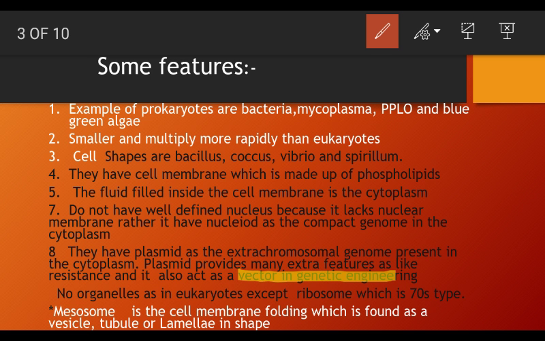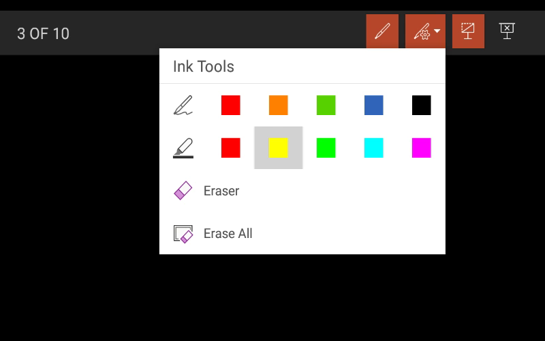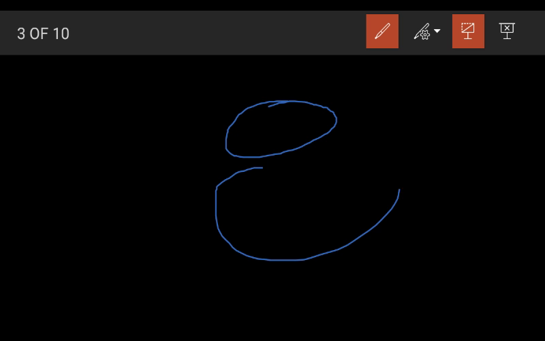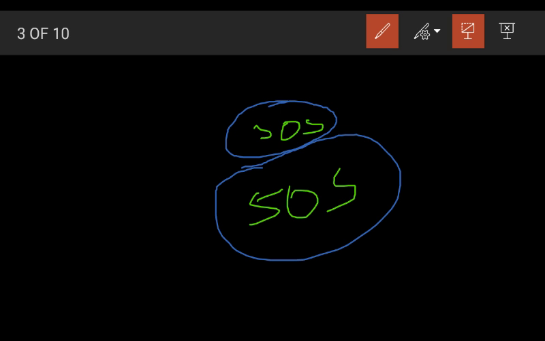And no organelles as in eukaryotes except ribosomes, which are of 70S type. Do you know what kind of ribosome they have? They have ribosomes like this: this is the smaller unit and this is the larger unit, right? The smaller unit is of 30S type, while the larger unit is of 50S type. The S stands for Svedberg unit.